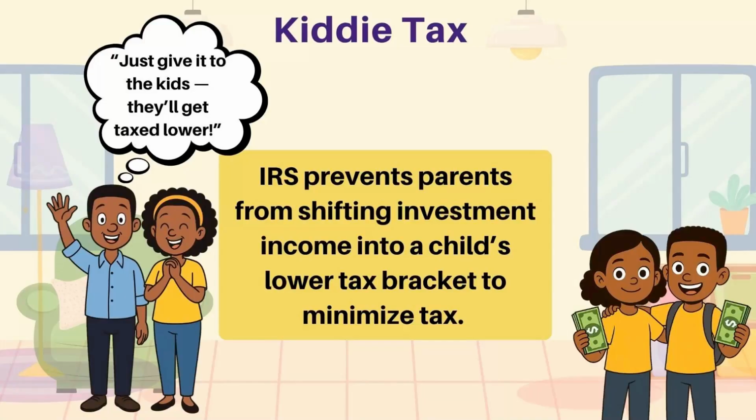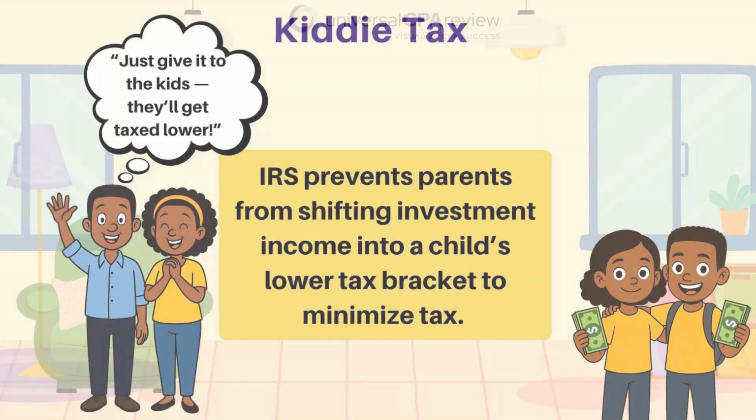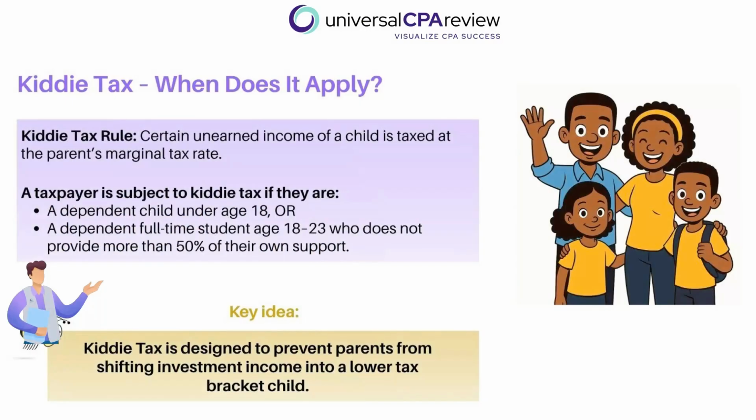So this is literally Congress saying, nice try, but that investment income still gets taxed at your parents' marginal tax bracket. All right, so we're talking to you, Dave and Margie. So anytime you see under 18 or dependent full-time student 18 to 23 and they have unearned income, your kiddie tax radar should turn on immediately.